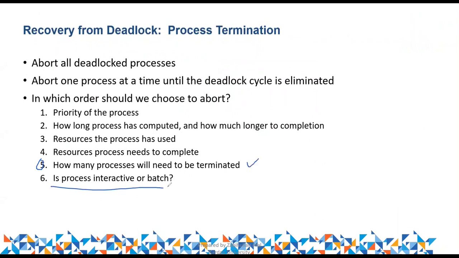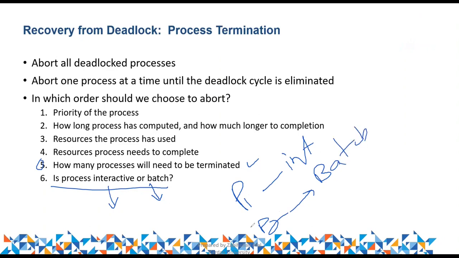Number 6, is the process interactive or batch? You can also check the process type. Is it an interactive process or a batch process? You know what interactive and batch processes are? Interactive processes have more priority, batch processes have less priority. So if, let's suppose, P1 is interactive and P2 is batch, then kill P2 first and check the system situation, okay?